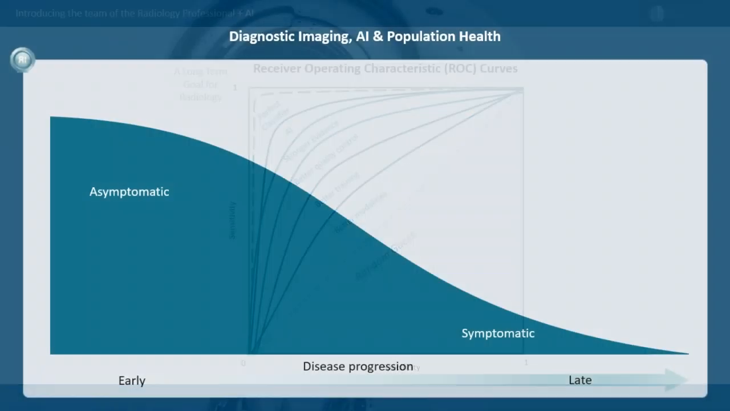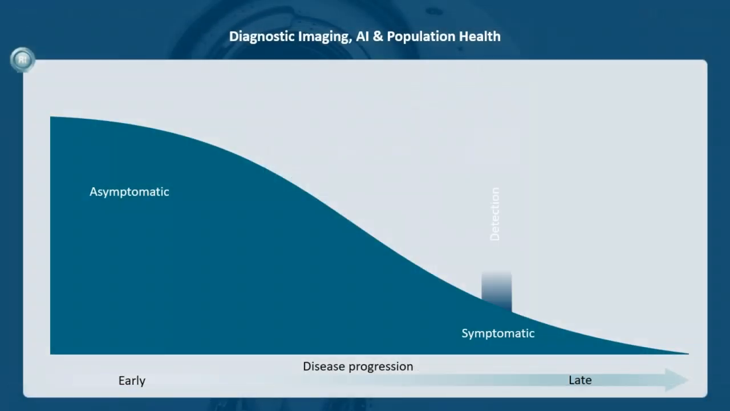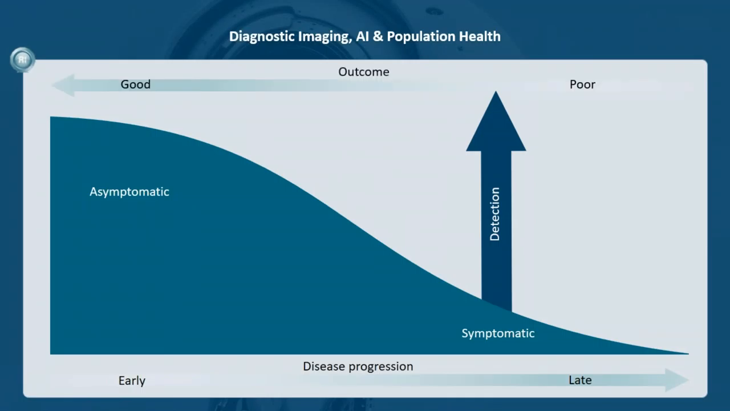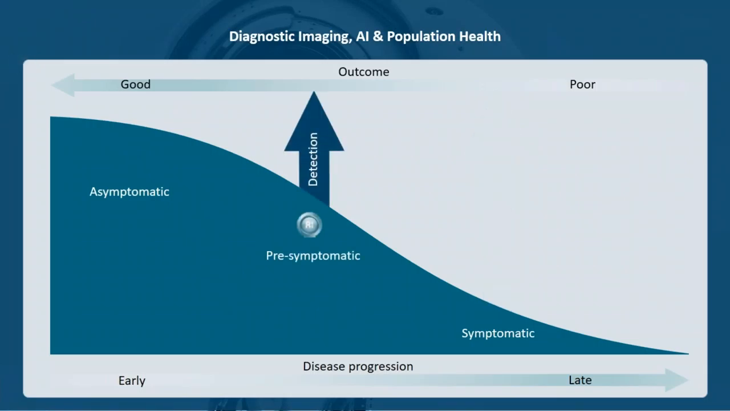So again, looking to AI to help us. And as a breast imager who mostly reads images on asymptomatic patients, I am looking to find disease when it's early enough to be cured or treated more effectively and with less morbidity to the patient. So help push me up that hill.